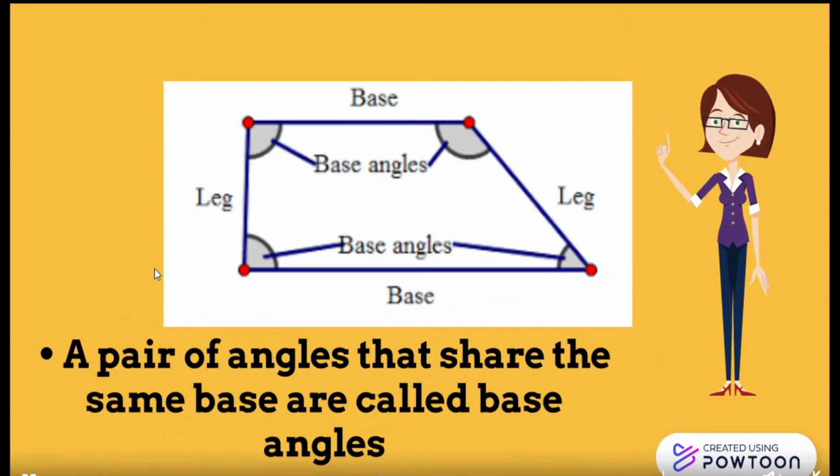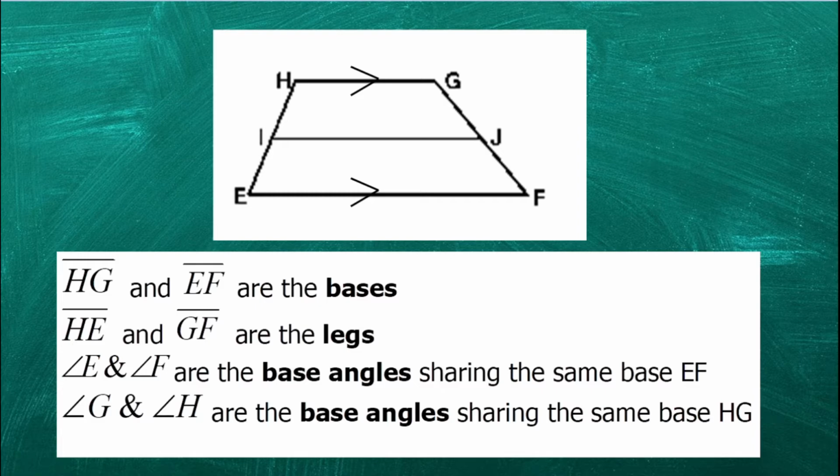called the base angles. In trapezoid EFGH, segment HG and segment EF are the bases, and segment HE and GF are the legs. Angle E and angle F are the base angles, sharing the same base EF, while angle G and angle H are the base angles, sharing the same base HG.